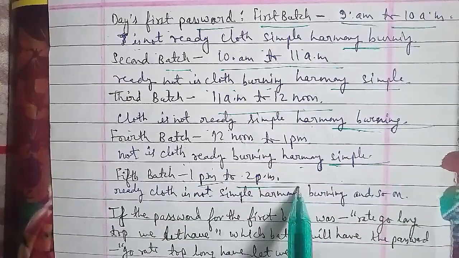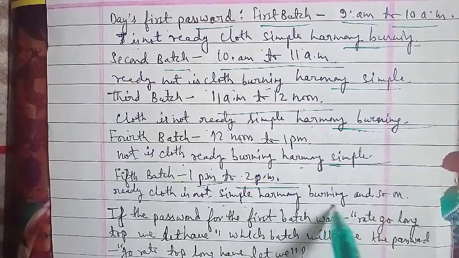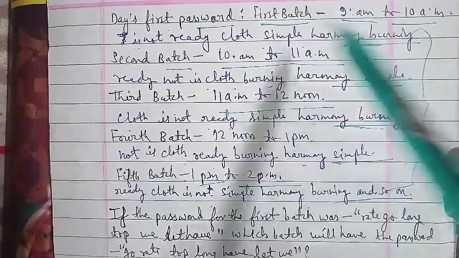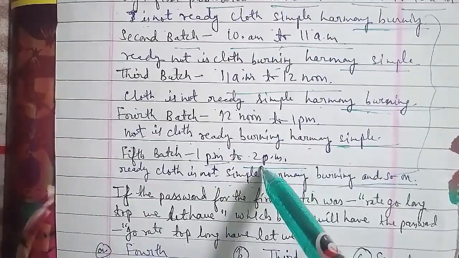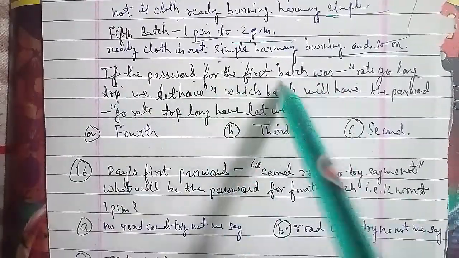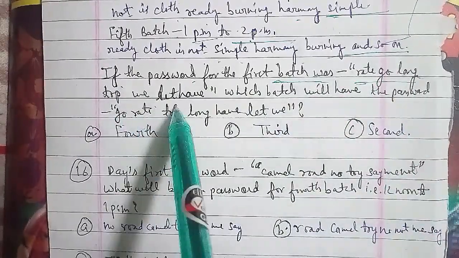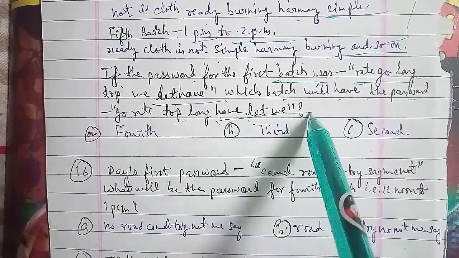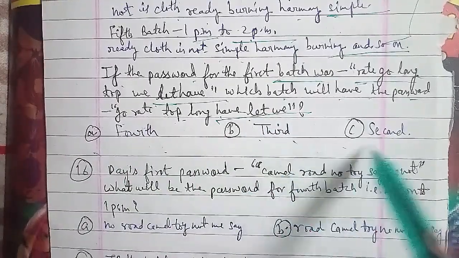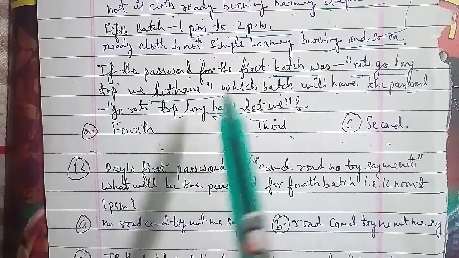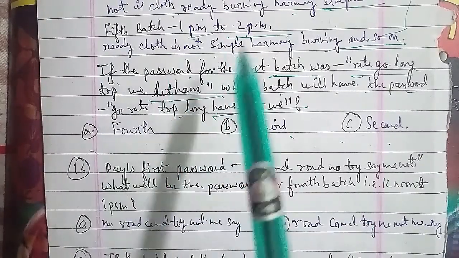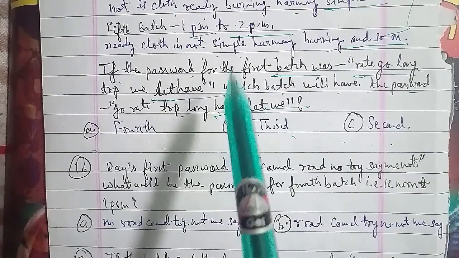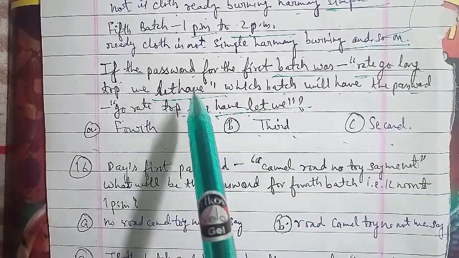Now they had asked, if the password for the first batch was rate go long top we let have, which batch will have the password go rate top long have let we? Option A is fourth, option B is third, and option C is second. According to this, the first batch will be rate go long top we let have. The second batch will be long go rate top have let we, the third batch top rate go long we let have, and the fourth batch go rate top long have let we. So option A will be the right answer here.